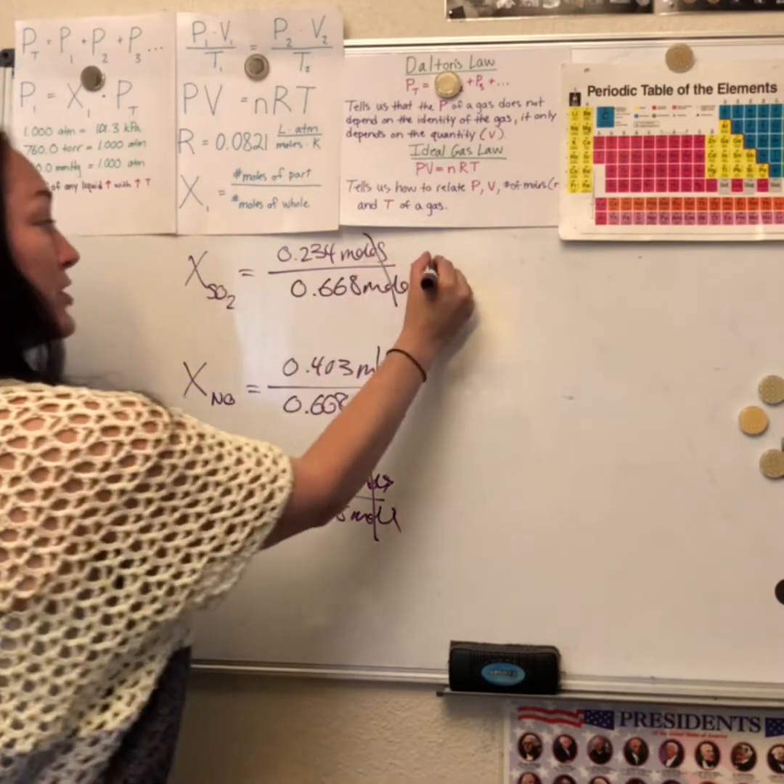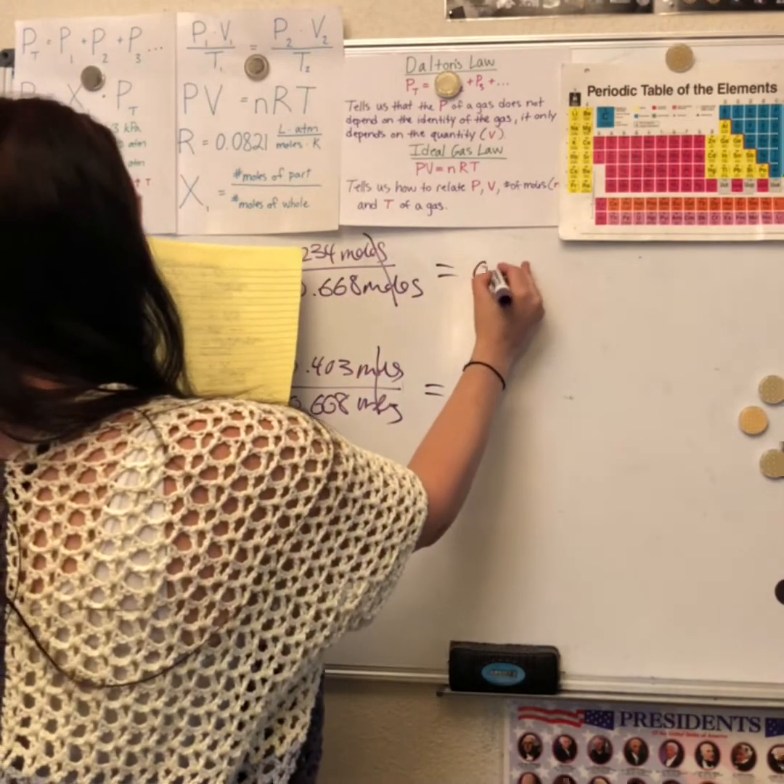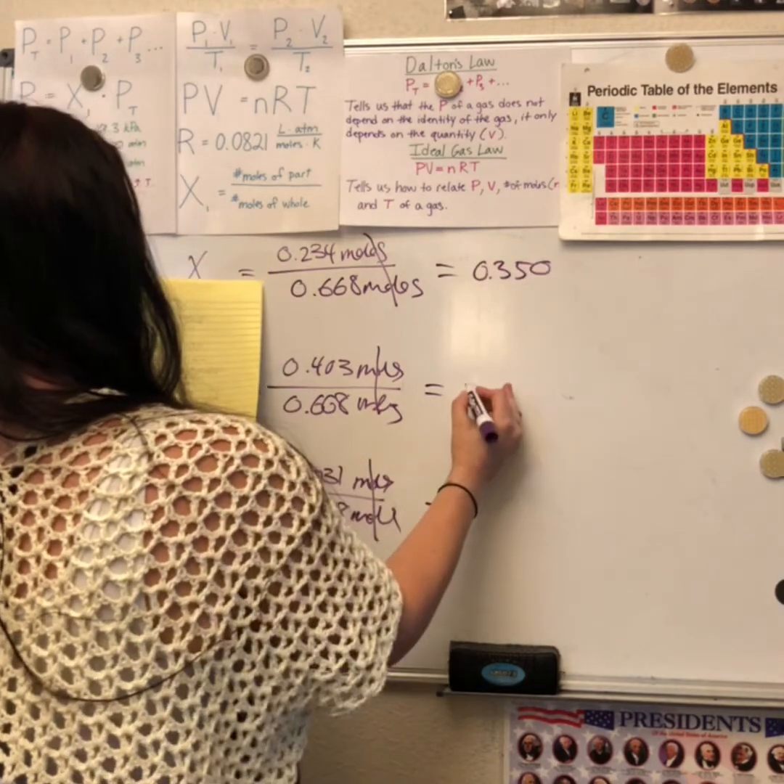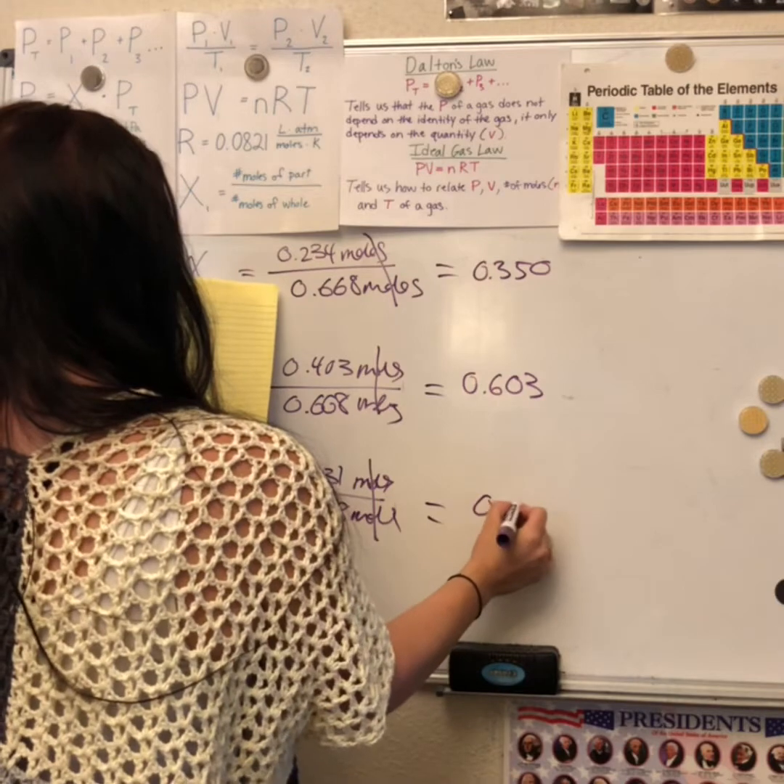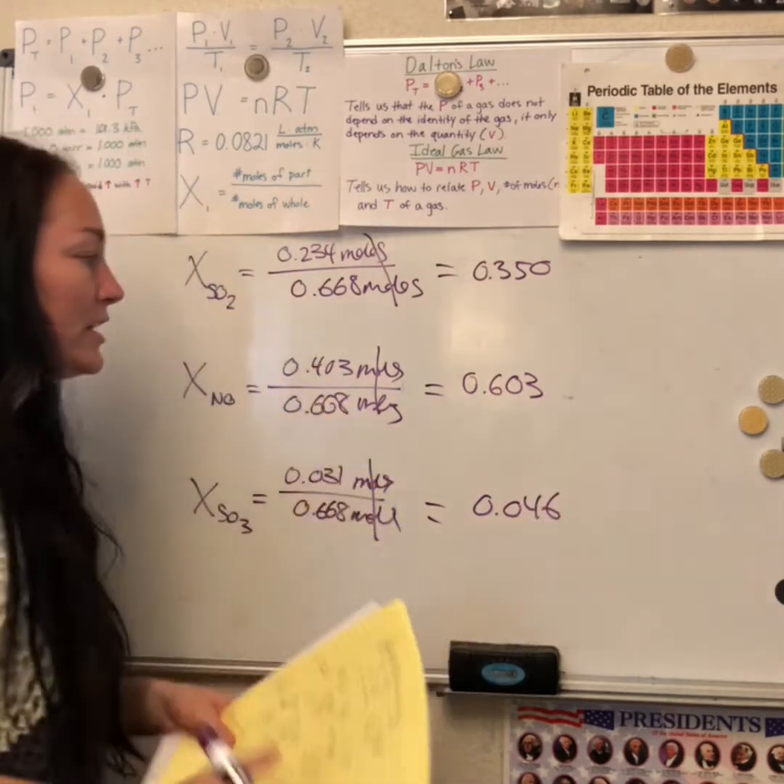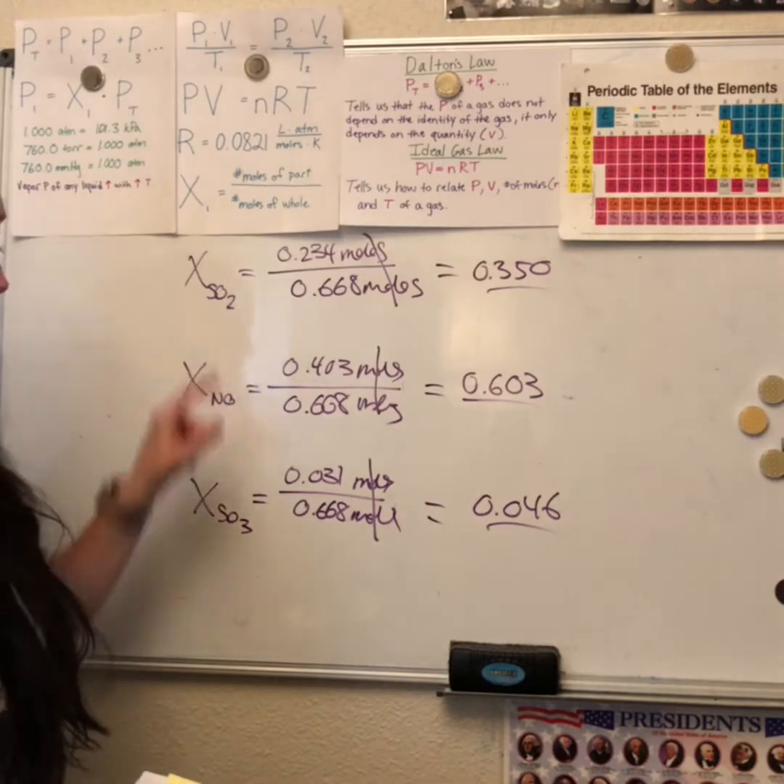So when I crunch this out of my calculator, I get 0.350. This one, 0.603, 0.046. So these are your answers for each one of these gases, okay?